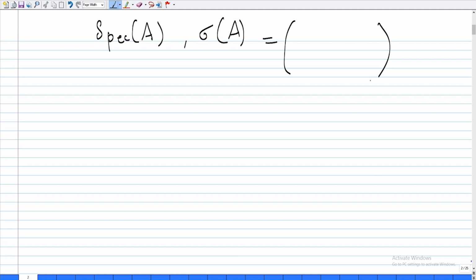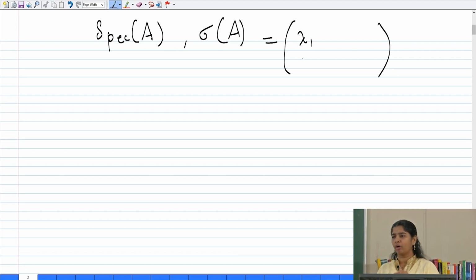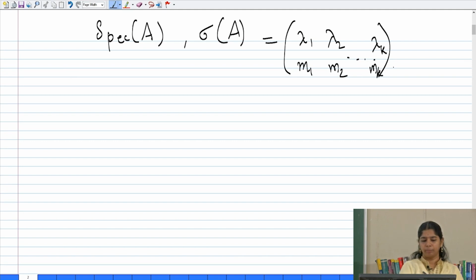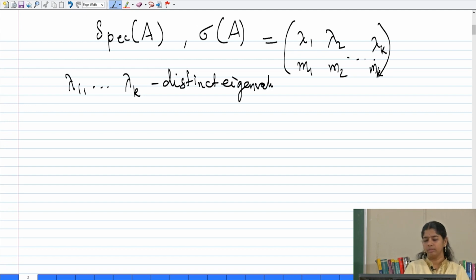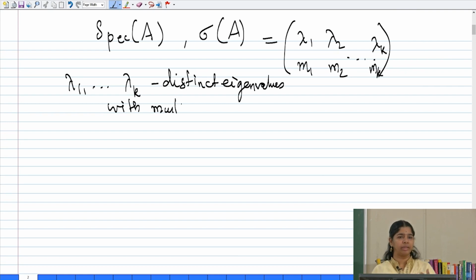Suppose we have lambda 1, lambda 2 and so on with multiplicities, say m1, m2, m3, then we write the corresponding eigenvalues in increasing order. Since we are talking about real eigenvalues, we can talk about ordering them also. So, we will arrange them in increasing order and represent it like how we represent a permutation. Say suppose we have k distinct eigenvalues, with multiplicity. By multiplicity we mean that lambda i occurs as an eigenvalue, or a root of the characteristic polynomial, mi times.